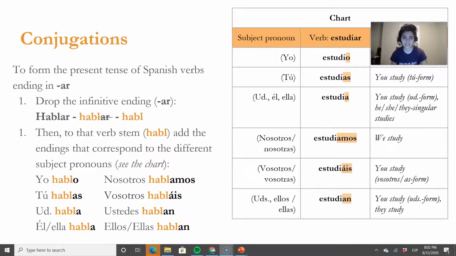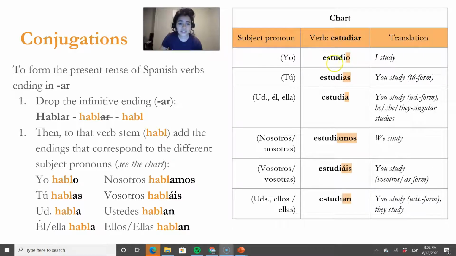You can also see this chart here. So if you see in this chart, we're using the verb estudiar, and it's conjugated in the present tense in the different subject pronouns.